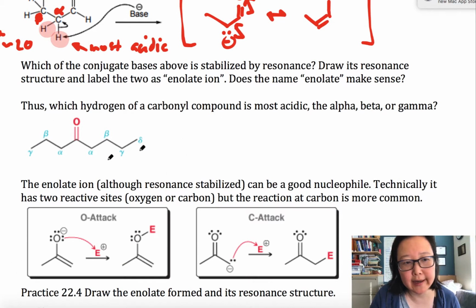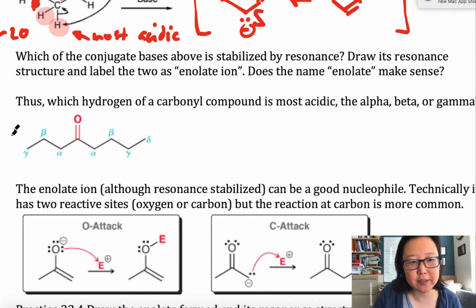All right, so here we want to practice figuring out which hydrogens are the most acidic, and we can also practice drawing our enolate ion. So let's do that. So which of these hydrogens are the most acidic, alpha, beta, or gamma?